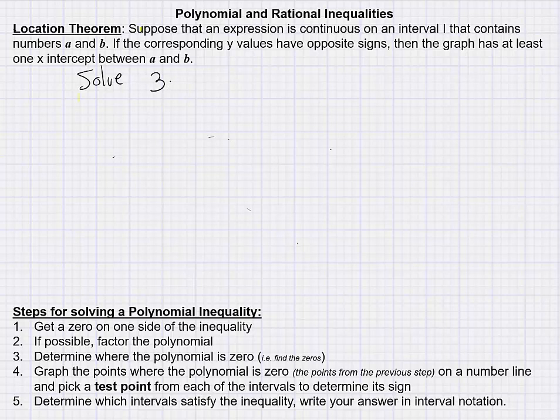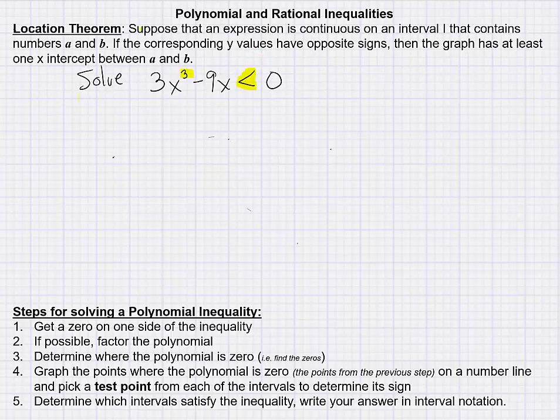3x cubed minus 9x is less than 0. Now looking at this, this is not a linear inequality. We have x cubed. So this is a cubic inequality. So we got to do things a little differently than we're used to.